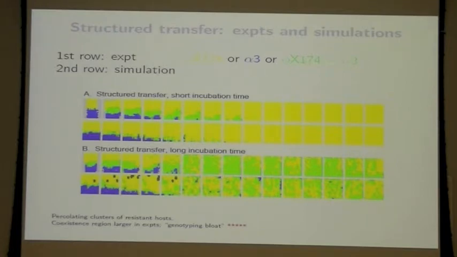In the short incubation period, I'll show you some simulations. The resistant cells didn't have time to spread very far. In the long incubation periods, these clusters of black that we see right here are colonies of resistant cells that have spread and run into the green region that contains alpha-3 cells. There are some differences between the experimental results and the simulation. This hybrid zone is a lot thicker in the experiments than in the simulation, and that has to do with the genotyping that we did. I'll try to say more about that.